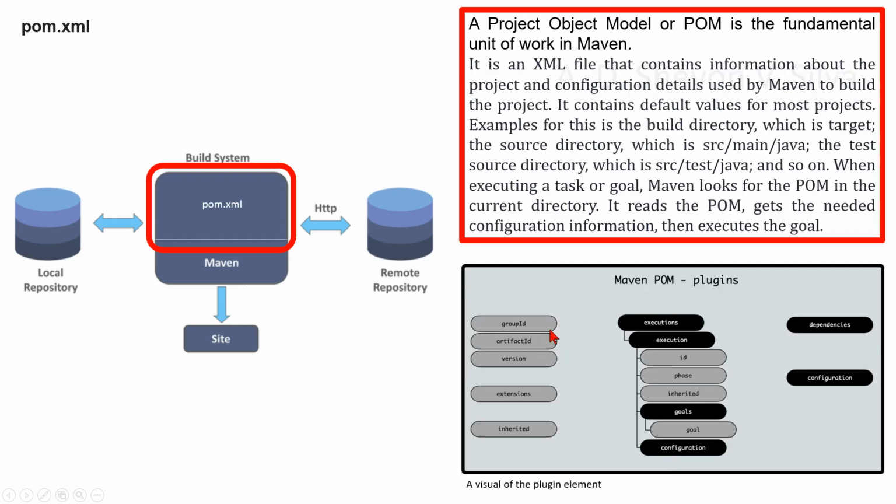Here you can see the visual of the plugin element. The types of plugins: broadly, plugins are of two types. Build plugins are configured in the project POM under the build element. Such plugins are executed as part of the default build lifecycle. Reporting plugins are configured in the project POM under the reporting element. Such plugins are executed as part of the site lifecycle.